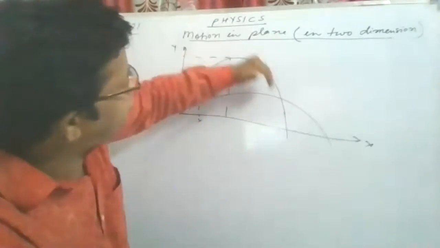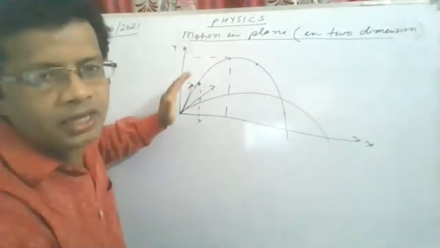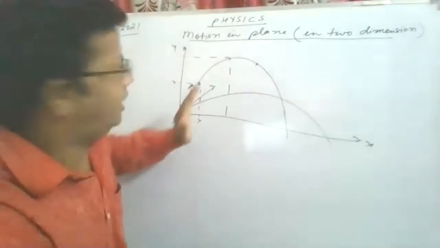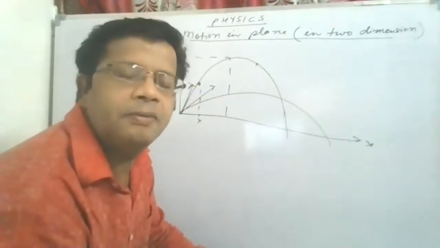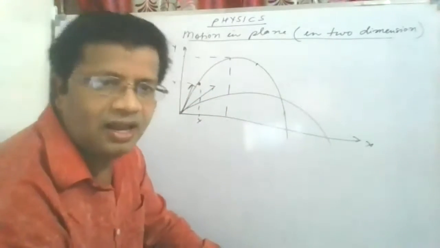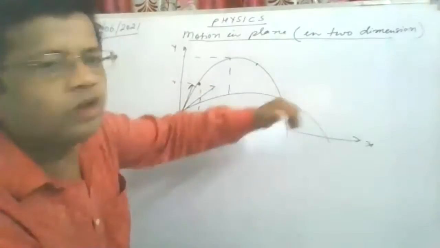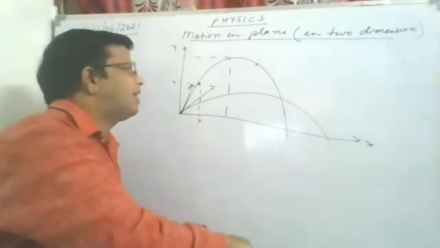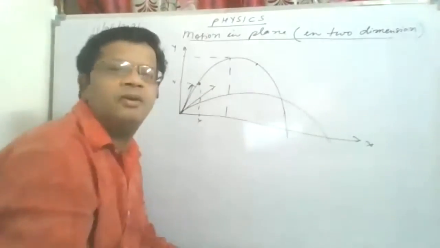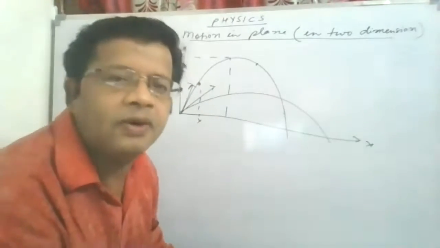The trajectory means path, followed by the body, is called projectile. Projectile. बेटा जब भी आप जैसे जैवलिन थ्रो करते हैं ना, फेंकते हैं, कैसा जाता है? किस पाथ में जाता है बेटा? This path is called parabolic path.